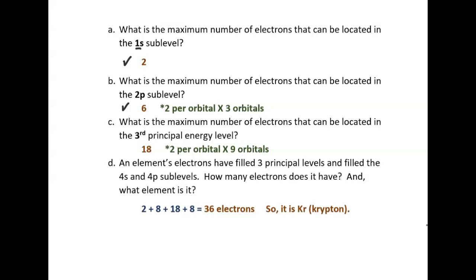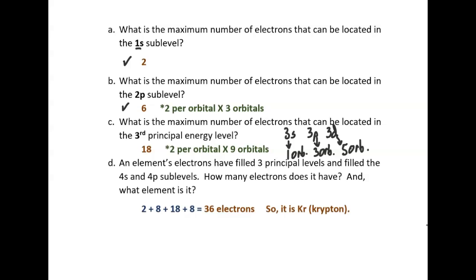Question C, what is the maximum number of electrons that can be located in the 3rd principal energy level? Well, how many orbitals are in the 3rd principal energy level? The 3rd principal energy level consists of sublevels, 3s, 3p, and 3d. The 3s sublevel has 1 orbital. The 3p sublevel has 3 orbitals. The 3d sublevel has 5 orbitals.